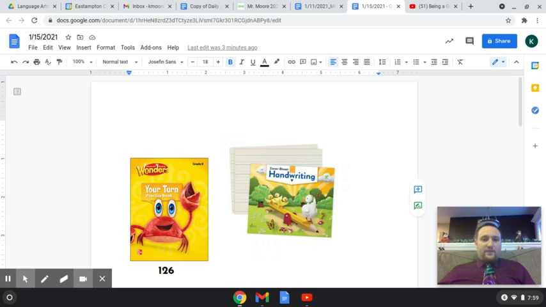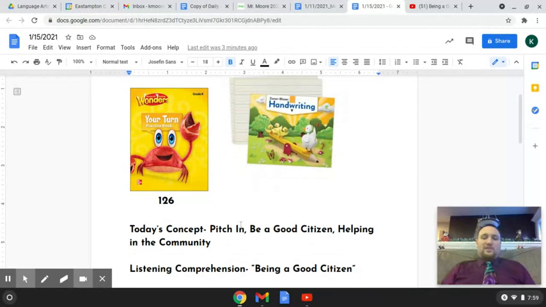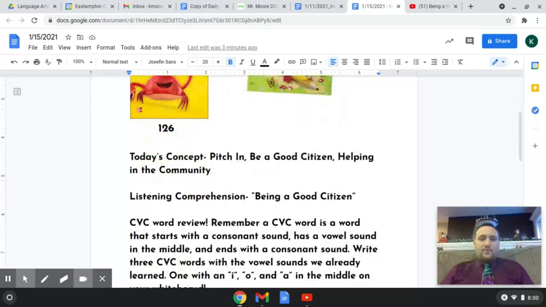So, let's first talk about what the concept of the week was. And the concept of the week that we talked about was being a good citizen and pitching in and helping around our country, states, and communities. So, we are going to finish with a story called Being a Good Citizen, but we'll do that at the end. You do have just one easy page in your yellow crab book. Page 126 is the page you are going to do today.